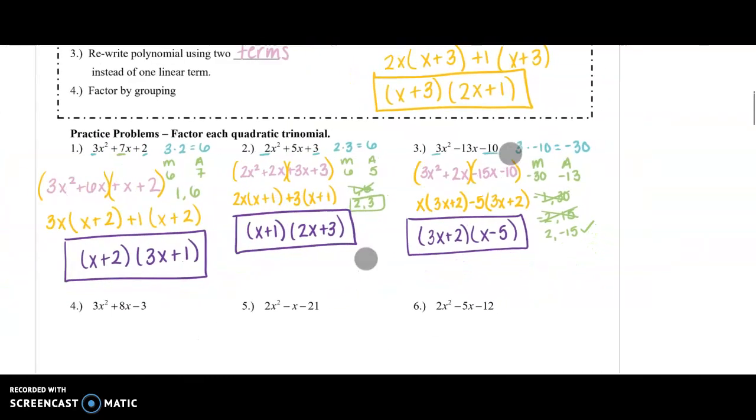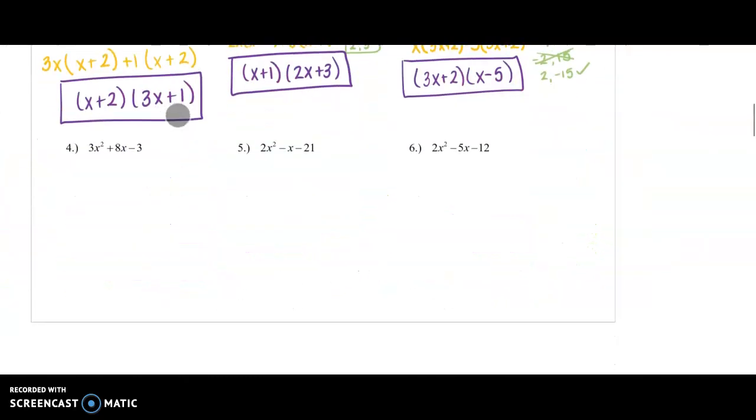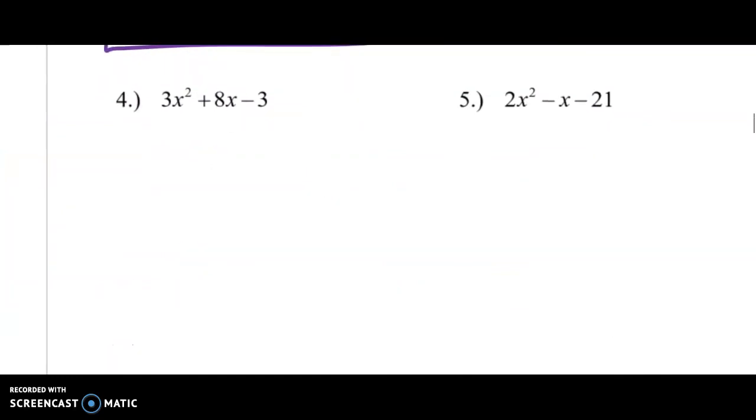Okay, going on to number 4. Of course, first step, multiply a and c together. 3 times -3 is -9. So we need to figure out what multiplies to -9, adds to +8. Okay, so you have -1 and 9. And if you actually check that, that would be our right answer. So we know that it's going to be those factors.